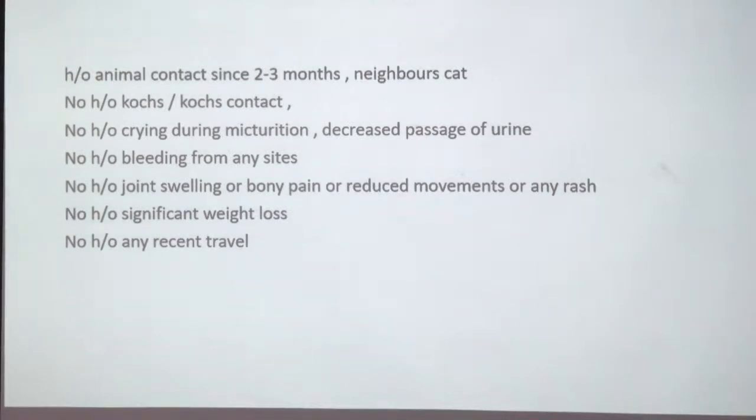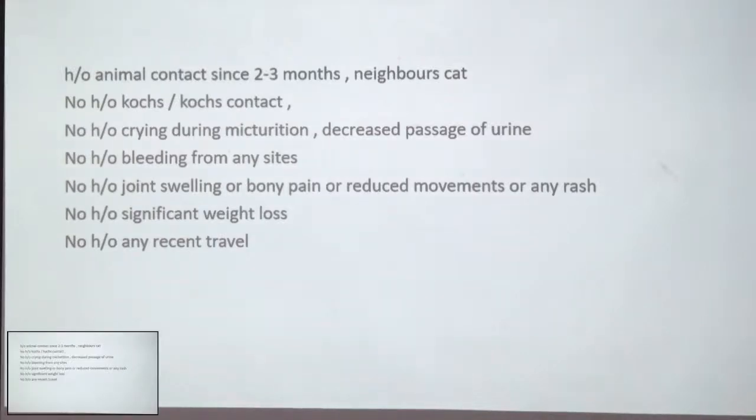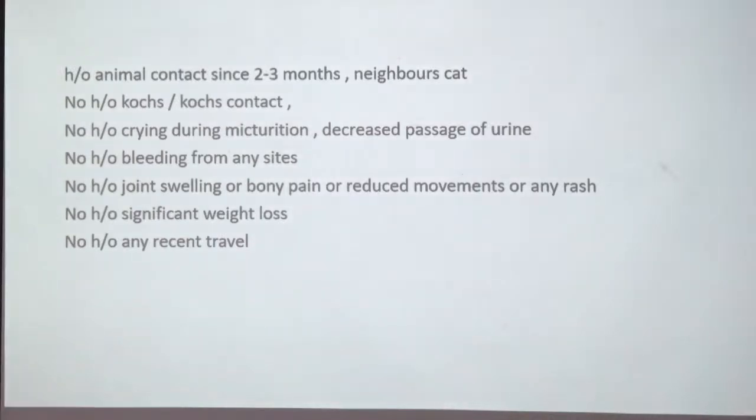History of animal contact is present since 2 to 3 months, the animal being a neighbor's cat with whom the child used to play. No history of TB or TB contact. No history of crying during micturition or decreased passage of urine. No history of bleeding from any sites. No history of joint swelling or bony pain or reduced movements or any rash. No history of significant weight loss. No history of any recent travel.